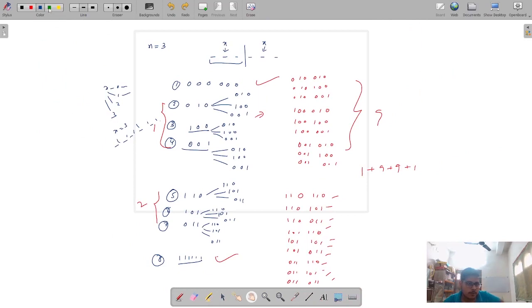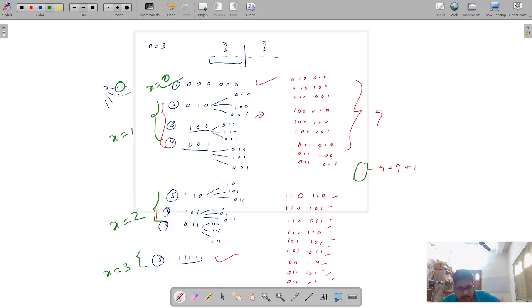So when x is 0, this is the case. So I am adding this one with which cases? When x is 1, this is the case when x is 1, this is the case when x is 1, right? This is the case where x is 2, this is the case where x is 3, this is the case where x equal to 0. So I am adding the cases for x equal to 0 with the cases with x equal to 1, with the cases with x equal to 2, with the cases where x equal to 3, right?